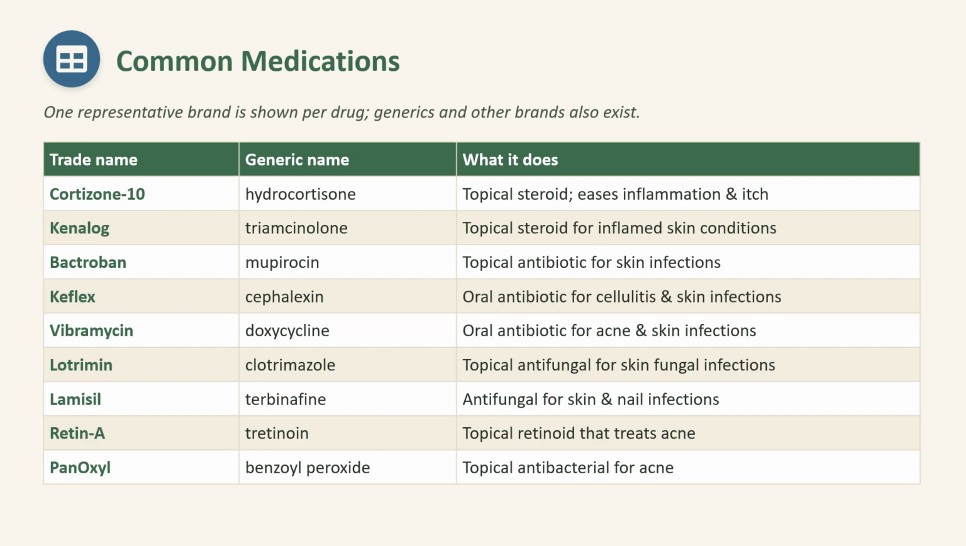One practical note shown at the top: each drug is listed under one representative brand, but most are sold under other brand names and as generics. So the same generic may appear on a chart under a different label. When you room a patient, knowing both names helps you reconcile their medication list accurately.